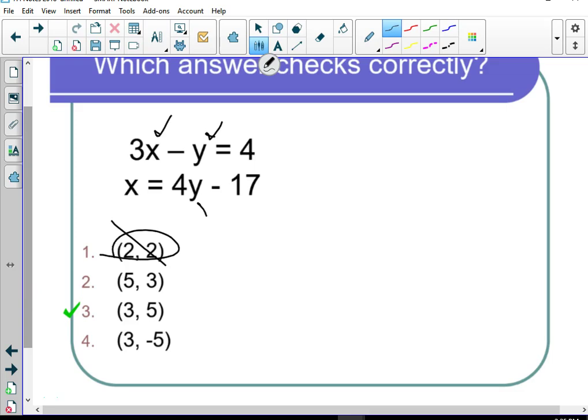And it's already done for you. You already know which one's right. But that is how you would do it. You plug in 5, 3. You might find it works for this one, which it does, but it doesn't work for this one. And you find out that this is our winner, 3, 5. That one is on both lines. It makes both of them true. That's what a solution is. It's the intersection. It's the point that's on both lines.